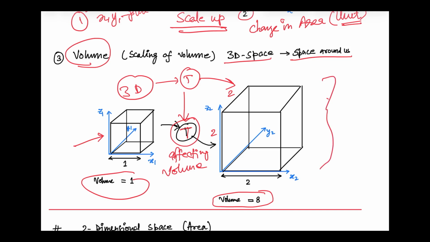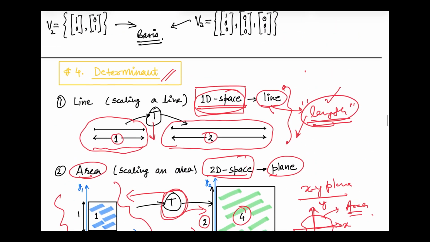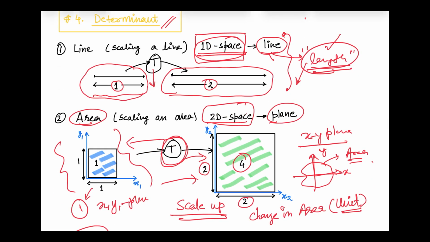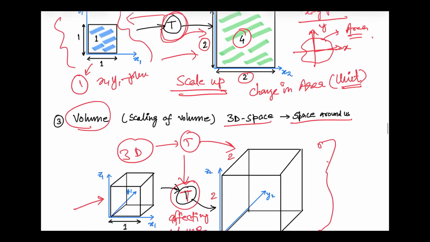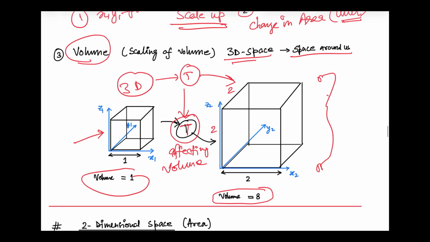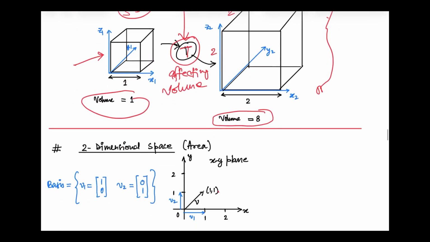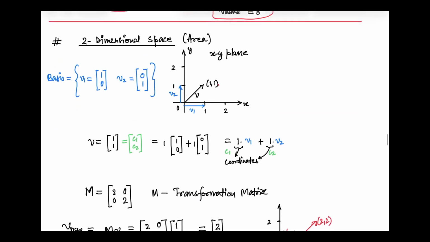So these three measurements of spaces we should keep in mind before going for the understanding of what a determinant is and what it does. So in case of line, it is the length. In case of 2D space, it is the area. And in case of 3D space, it is the volume that is changed. So any transformation happening in one dimension, two dimensional, and three dimensional space will affect the length, area, and volume respectively.